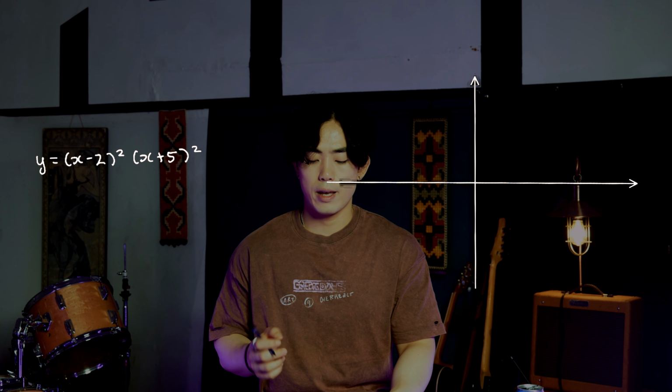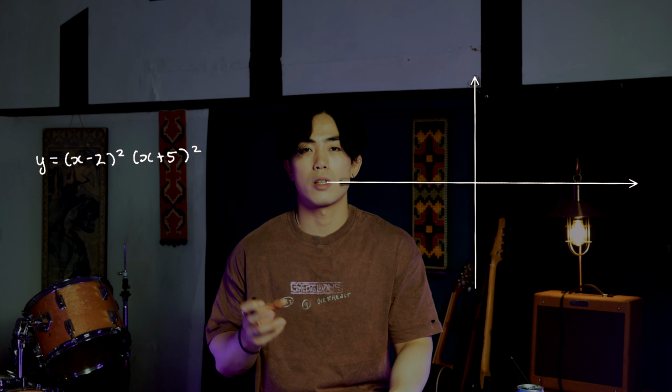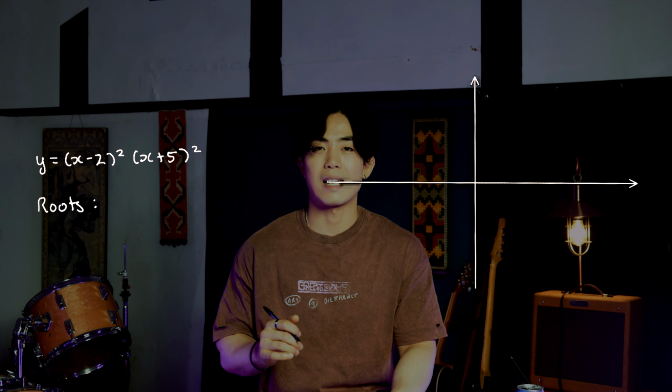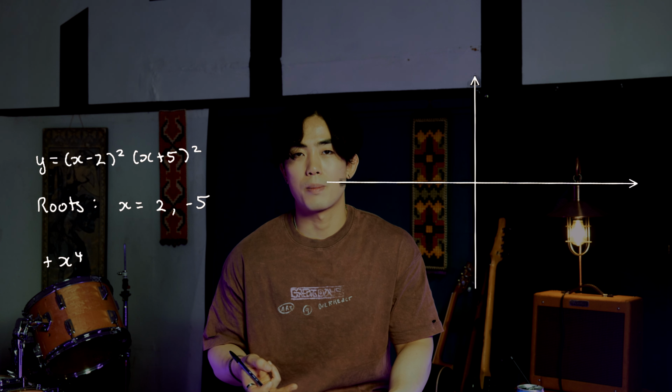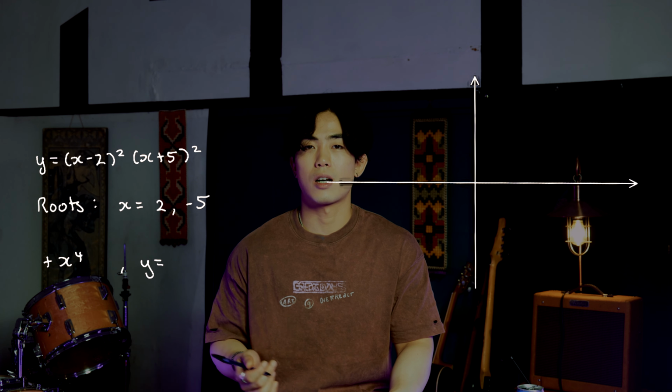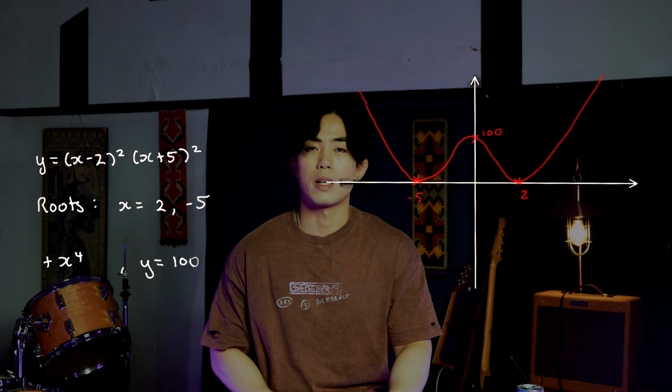The next case is when we have 2 repeated roots. So for example, y is x minus 2 squared and x plus 5 squared. But once again, it's the same logic. When it's repeated, it's just going to touch it. So it's going to touch the x-axis at x is 2 and negative 5. Once again, it's a positive x to the power 4 coefficient, and it's going to cut the y-axis at y is 100. And so it's going to look like a W shape in this form.